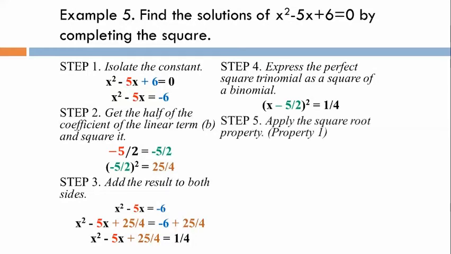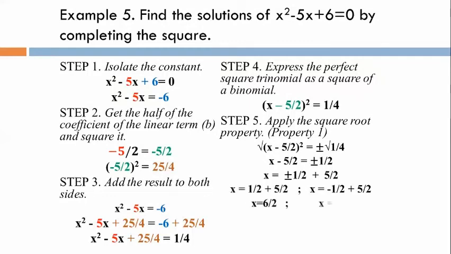Next, we apply the square root property. So with this, we have x minus 5 over 2 squared is equal to 1/4. Taking its square root, we get x minus 5 over 2 is equal to positive negative 1/2 because the square root of 1 is 1 and the square root of 4 is 2. Then we simplify. We have x is equal to positive negative 1 half plus 5 halves. Separate the 2, we get 6 halves and 4 halves, and that is 3 and 2.